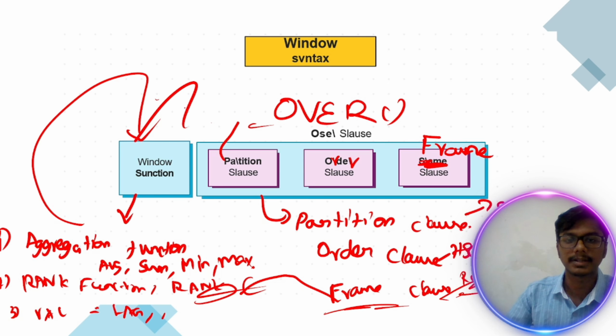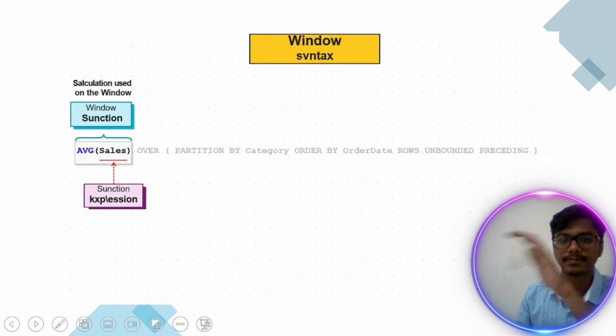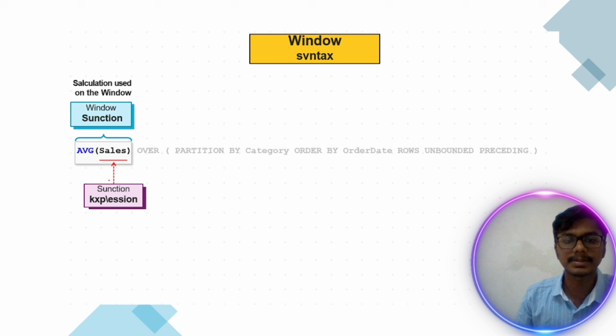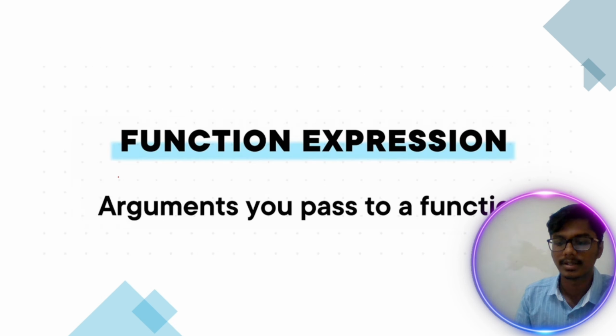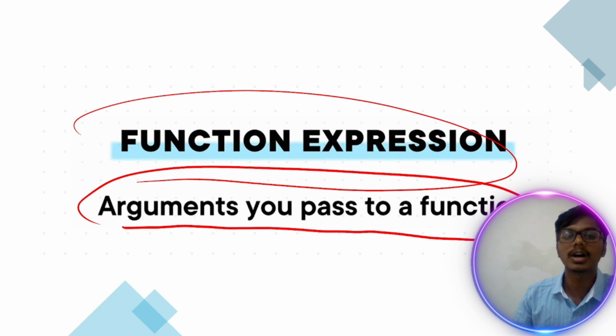We completed this part. Now, slowly we are getting into the OVER clause, right? We completed the function expression, and now we are getting into the function expression arguments. Function expression means nothing but the arguments you pass to a function. Consider, guys, this is an example of Python code.